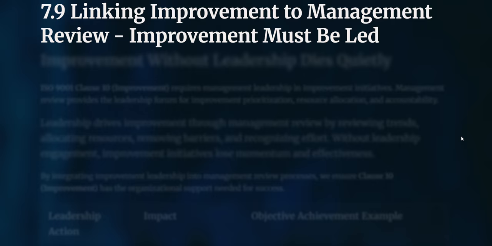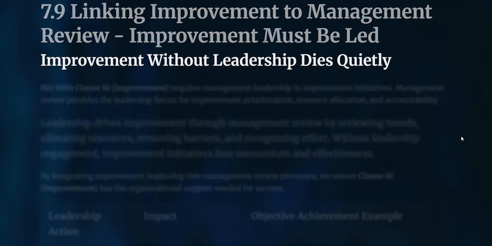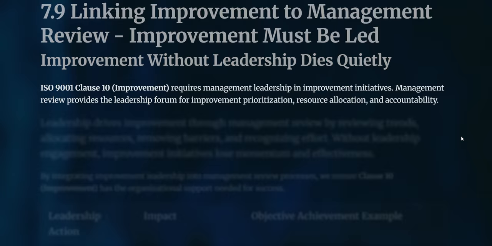Topic 9, linking improvement to management review. Improvement must be led by a leader. Improvement without leadership dies quietly. ISO 9001 Clause 10 improvement requires management leadership in improvement initiatives.